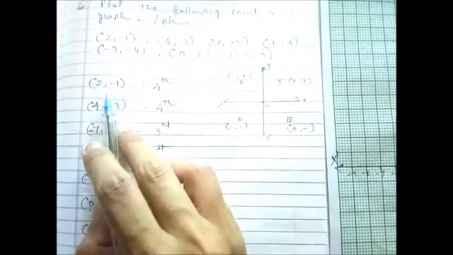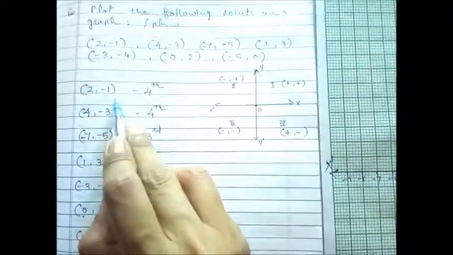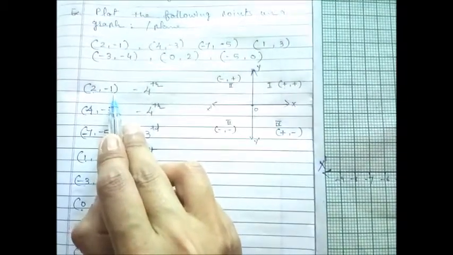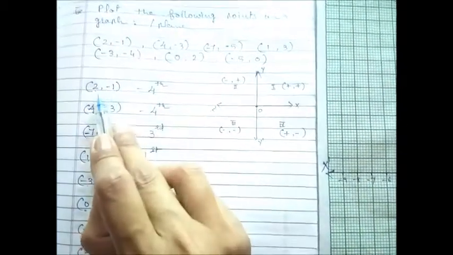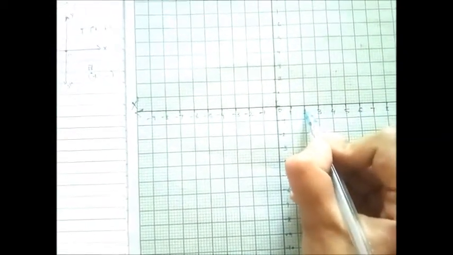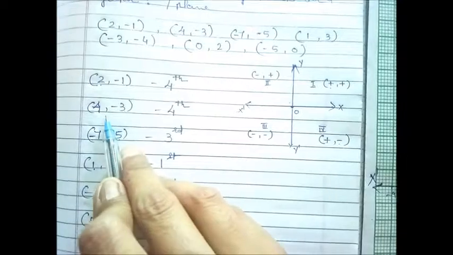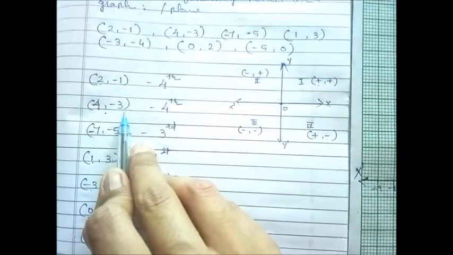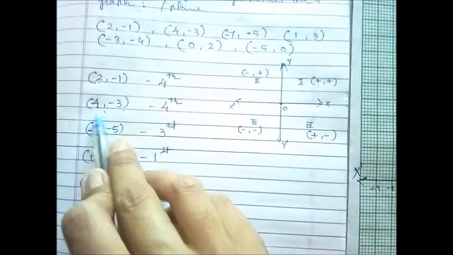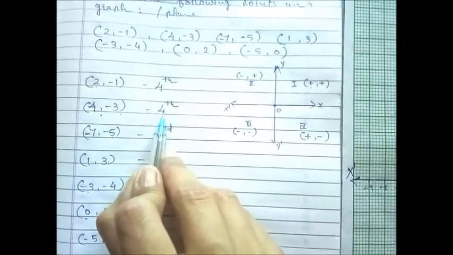Now here our first point is (2, -1), right? That means in the fourth quadrant, x is 2 and y is minus 1, so it will come here, that is (2, -1), right? Now second, (4, -3), that is x is plus, y is minus, that is again in the fourth quadrant.